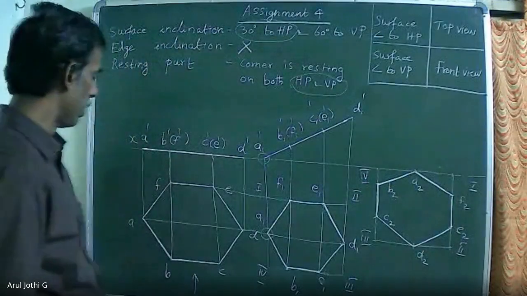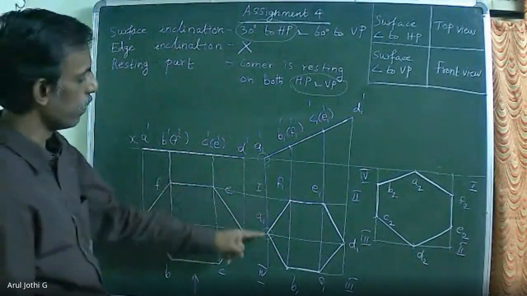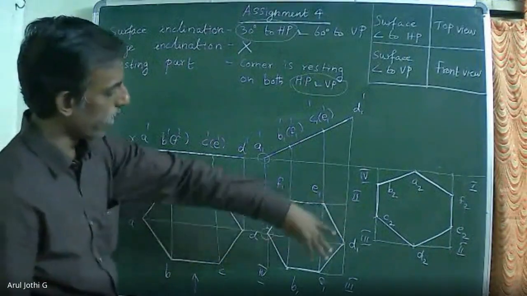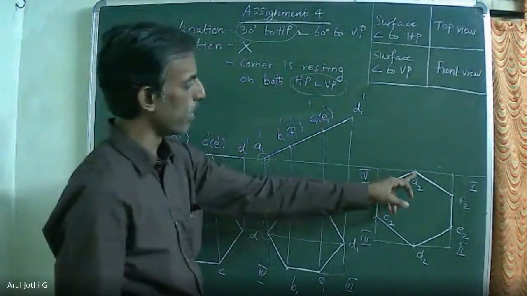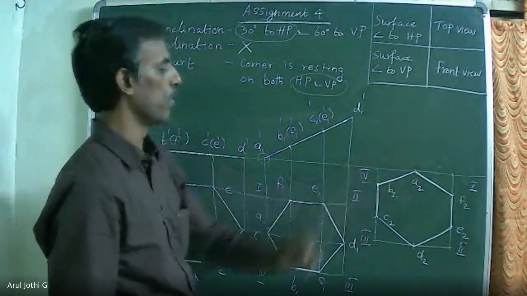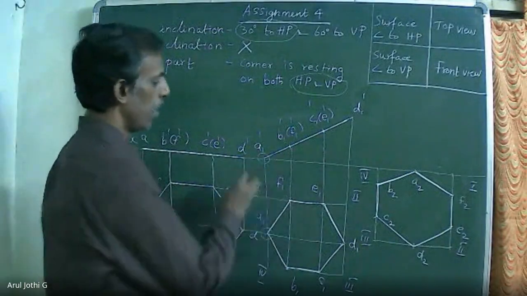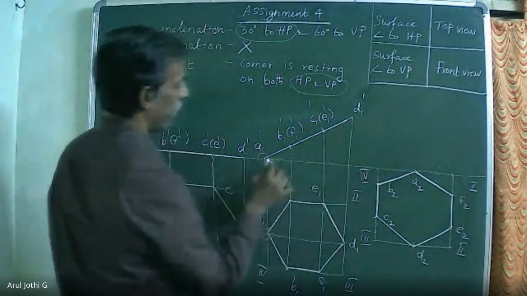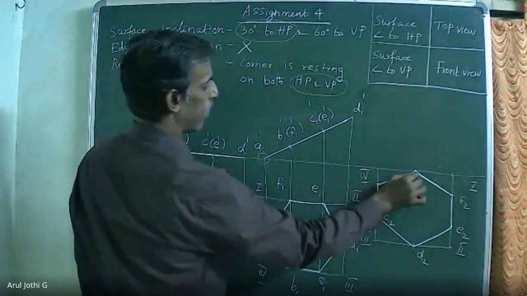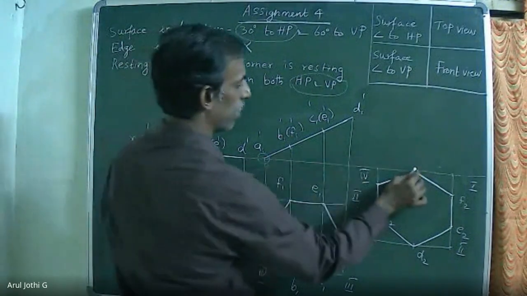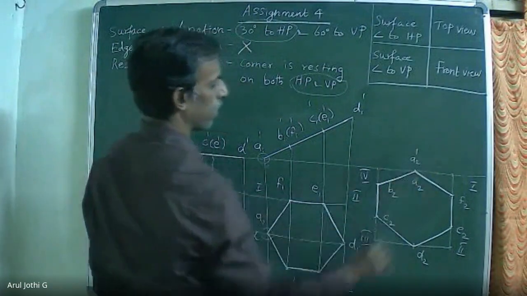Now look at the diagram here. This corner A lies on HP. When you rotate the top view through 90 degree in such a way that the same corner point A lies on VP also, the corner A lies on HP as well as VP. Now you draw the front view. Project A1 dash and A2. A2 is already available in the same place. Project A1 dash. So this will be A2 dash.